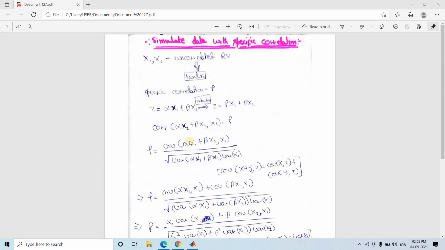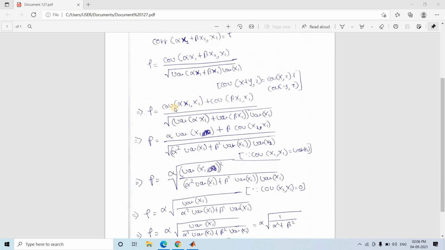So alpha x1 you can consider as x, beta x2 you can consider as y, and apply this formula, you will be getting this one. That is rho equal to covariance of alpha x1, x1 plus covariance of beta x2, x1 by square root of this particular term. So here what we did, if you see, variance of x plus y is nothing but variance of x plus variance of y. So we just split this particular term into two, that is variance of alpha x1 plus variance of beta x2, whole multiplied by variance of x1.